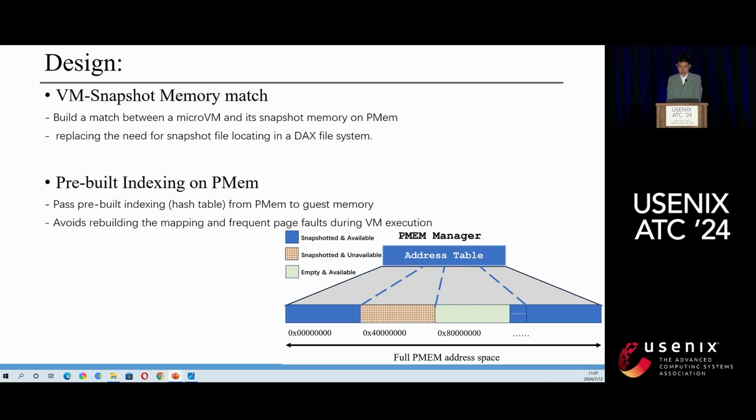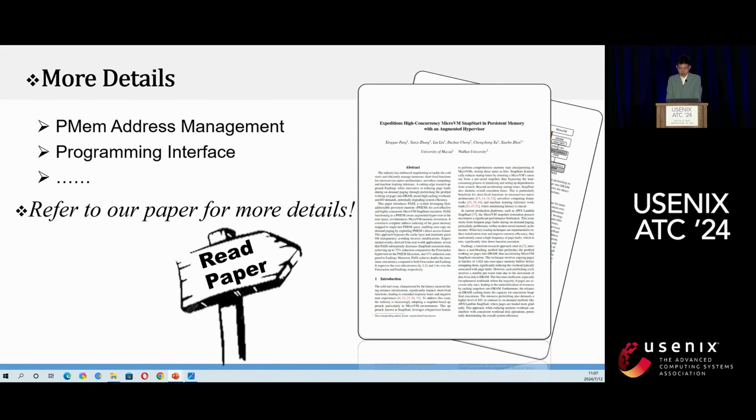Finally, we propose a hash table to bridge the VM manager and PM manager. Its primary function is to manage the states of memory snapshots, offering a match between VMs and snapshot memory and reserving pre-built indexing on PM for guest memory. For more information on PM address management, programming interface, and other implementation details, please refer to our paper.